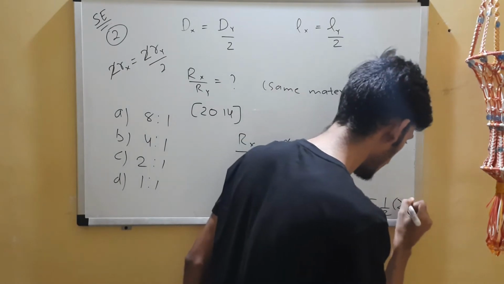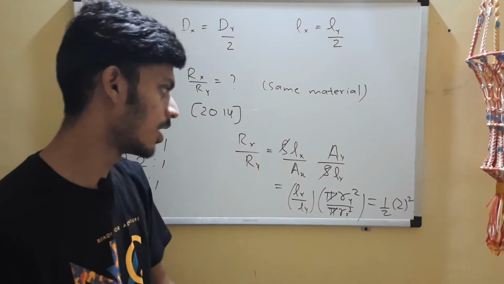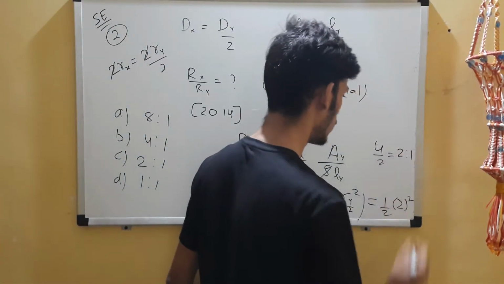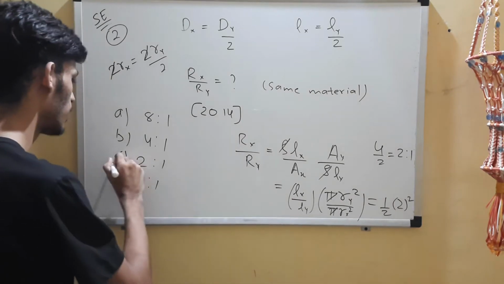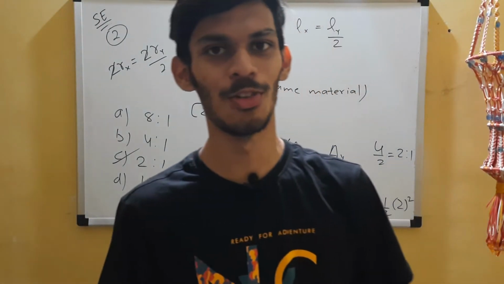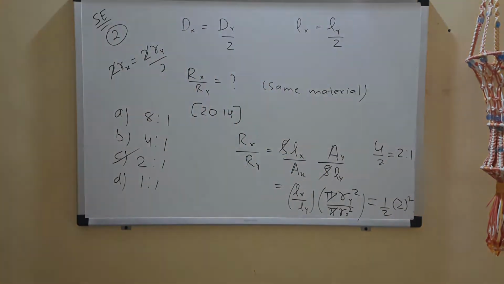Okay, so (dy/dx) the whole square, right? (ry/rx) the whole square. So here you can see it will be 4 by 2, or it's simply 2:1, right? So the correct option over here is option C. 2:1 is the correct ratio over here. Let's move to the next question.